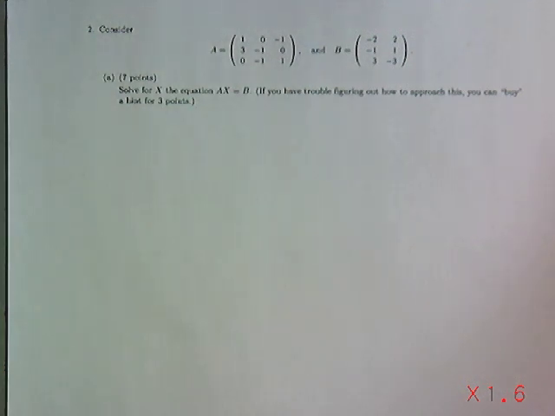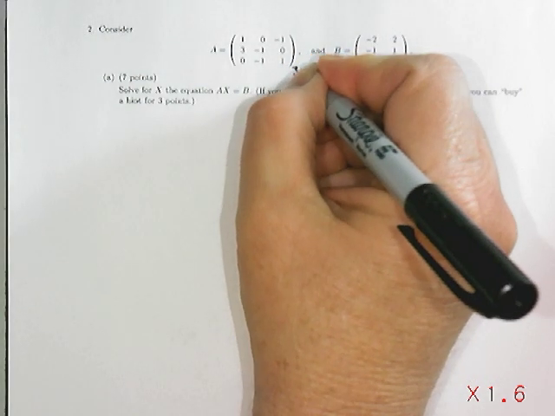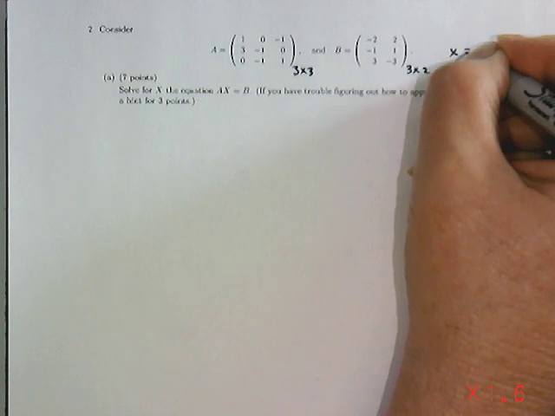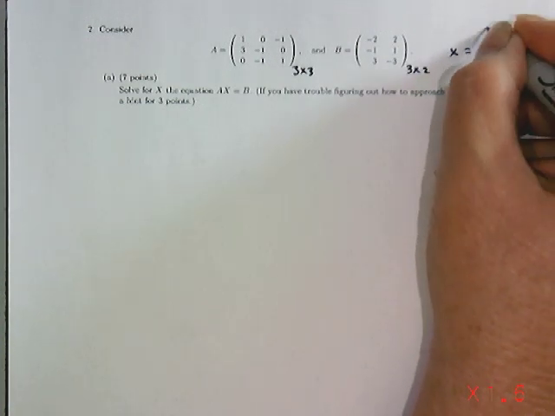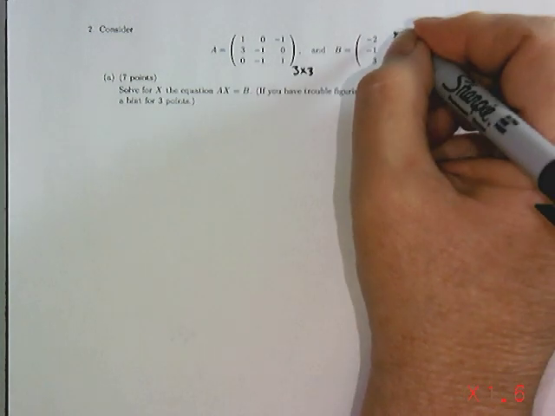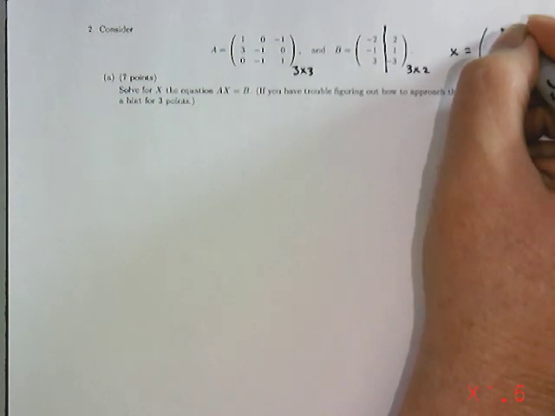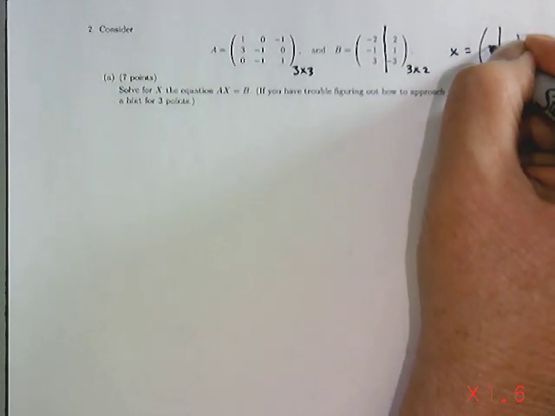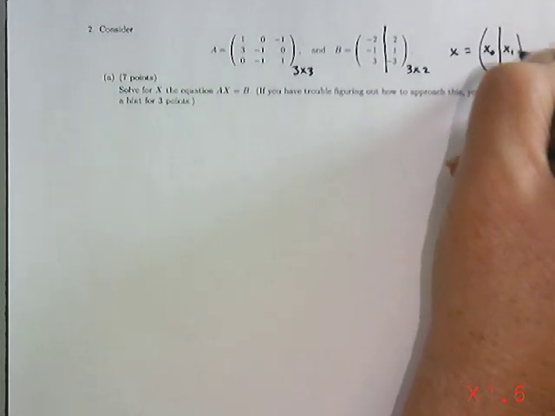Let's solve the equation AX is equal to B. A is a 3 by 3, B is a 3 by 2, so X is also a 3 by 2. We can partition B and partition X into two columns, and I can think of those columns as being X0 and X1.